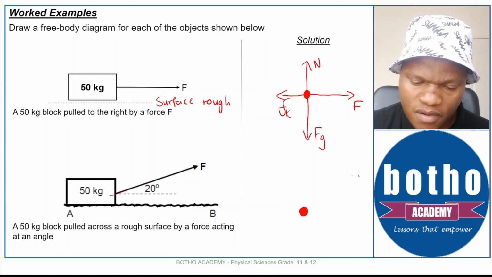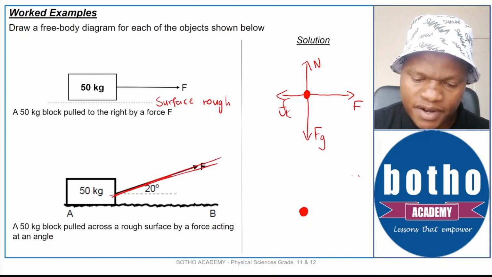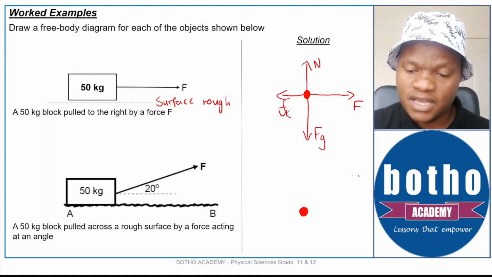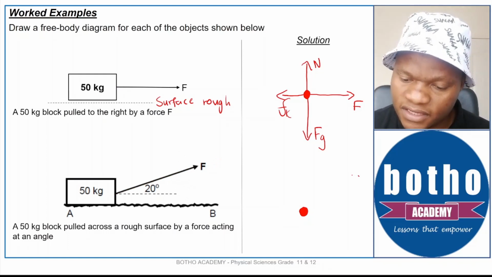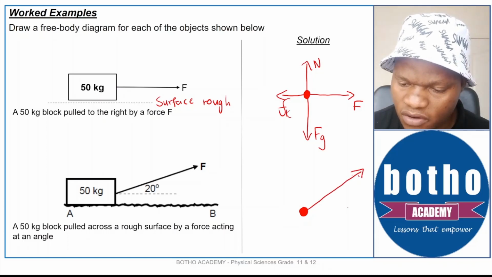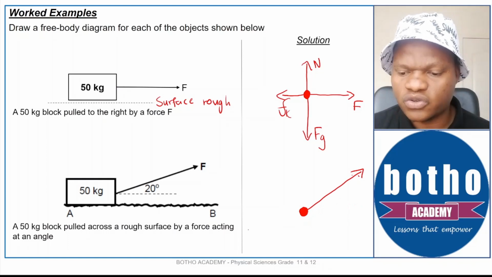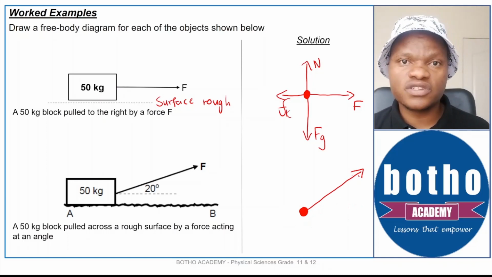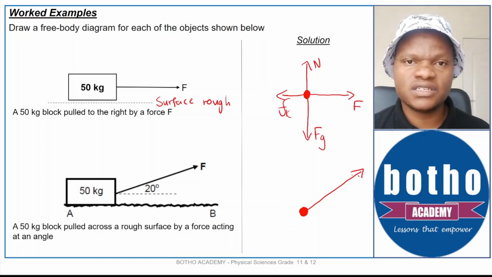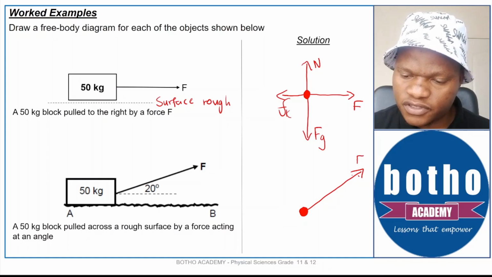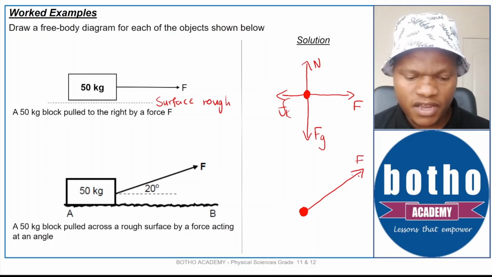As we can see, our applied force is applied at an angle, so we can't draw a horizontal force like we did in the previous diagram above. In this case, we are going to draw a force pointing in that direction, making an angle of 20 degrees with the horizontal. We are not really going to draw it to scale, because if you are to draw it to scale, you're going to need other instruments such as a protractor. So this is an arrow representing the applied force.